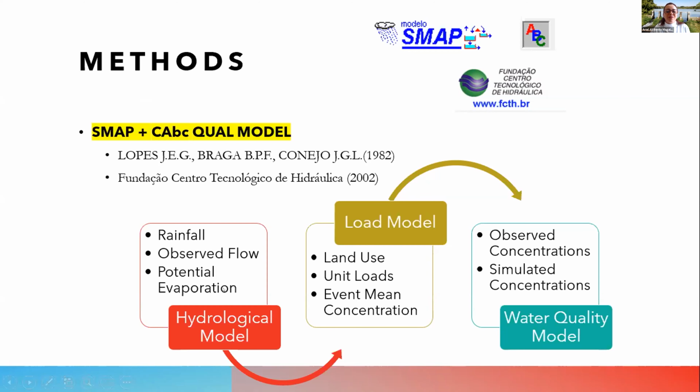We can see here that we have a process in which the hydrological model feeds the load model, and itself is a setup for the water quality model. And for each one of them, we need observed data, field data, that for the hydrological model are rainfall, observed flow, and evaporation, among others. And the load model uses the land use, the unit load, and the event mean concentration. For the water quality model, you use the observed concentrations and the field data, and the simulated concentrations to compare and calibrate those models accordingly.